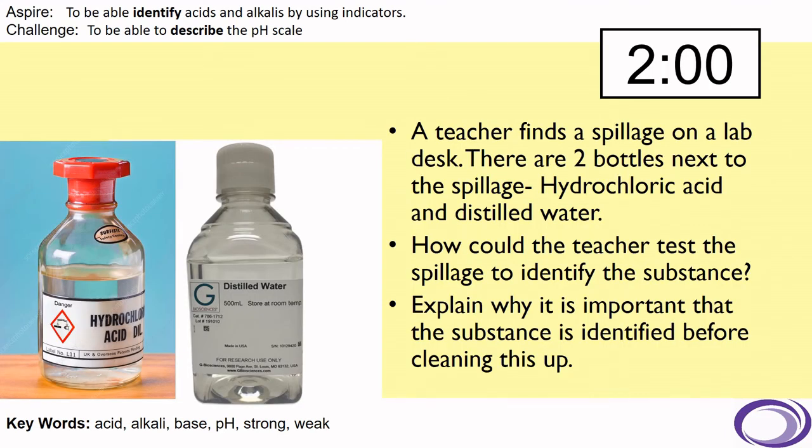Okay, so now it is time for you to apply what we have learned so far. I want you to imagine that a teacher finds a spillage on a lab desk, and next to the spillage there are 2 bottles, hydrochloric acid and distilled water. Now you can see those bottles on the screen at the moment and any relevant hazard labels. How could the teacher test the spillage to identify the substance?